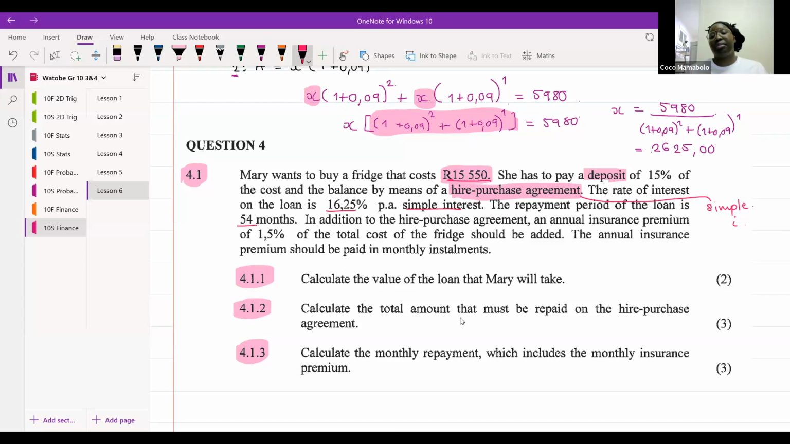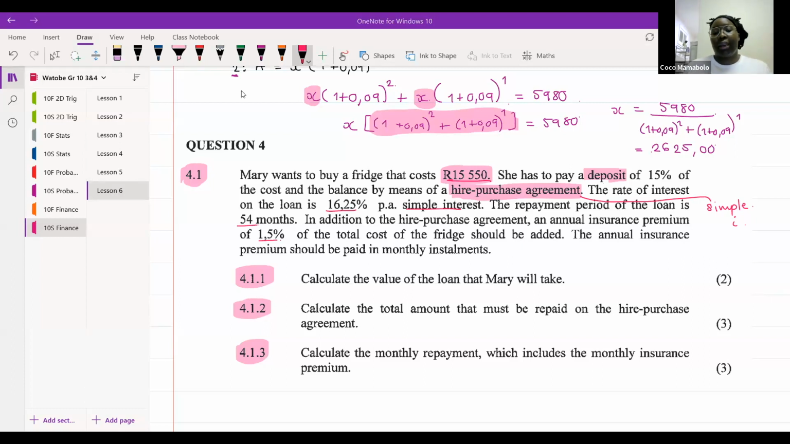In addition to the hire purchase agreement, an annual insurance premium of 1.5% of the total cost of the fridge should be added. The annual insurance premium should be paid in monthly installments. So there's going to be insurance involved here, so we need to be quite careful on how we're going to calculate the insurance.